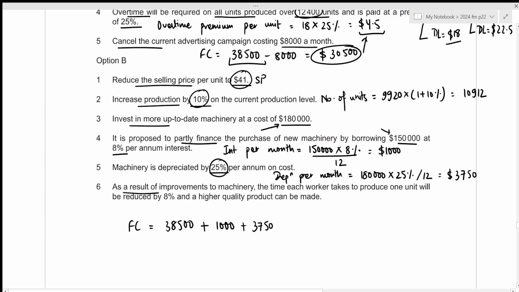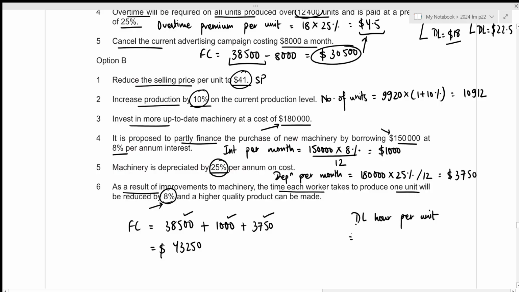Then, as a result of improvements to machinery, the time each worker takes to produce one unit will be reduced by 8%, and a higher quality product can be made. Okay, so let us first calculate the total fixed cost. That will be 38,500 plus 1,000 plus 3,750, which results in 43,250. Then we need to reduce the direct labor hour per unit, and we need to reduce it by 8%.